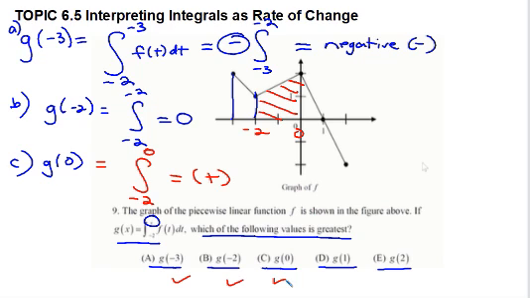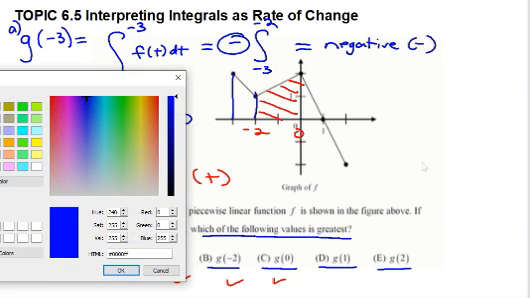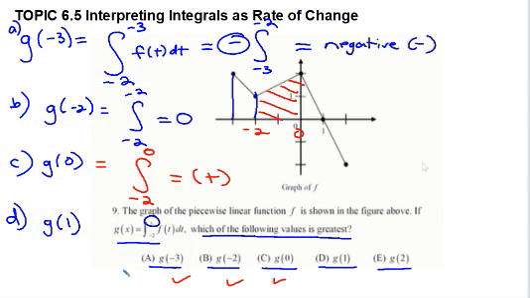All right? But when I look at letter D, letter D is g of 1, which means that I'm doing the integral from negative 2 to 1. So that means coming clear over to here for this area, and that's even bigger. All right? So that means so far, letter D is the biggest.